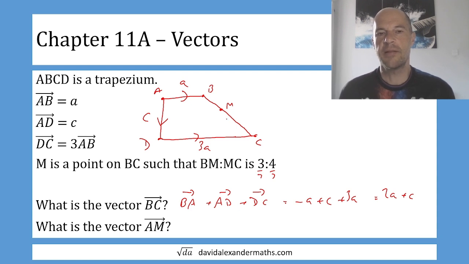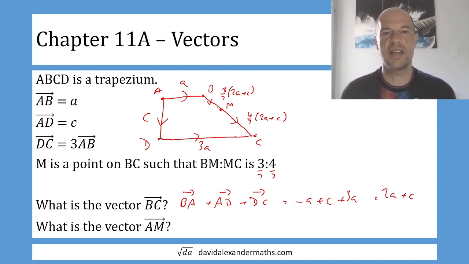However, I can mark in BM and MC because I know that BM is 3/7 of the full vector and MC is 4/7. So what I can do is say that BM is 3/7 of 2A plus C, and MC is 4/7 of 2A plus C. You could expand the brackets and write that as 6/7 A plus 3/7 C if you wanted to. That's completely fine. So what is the vector AM?